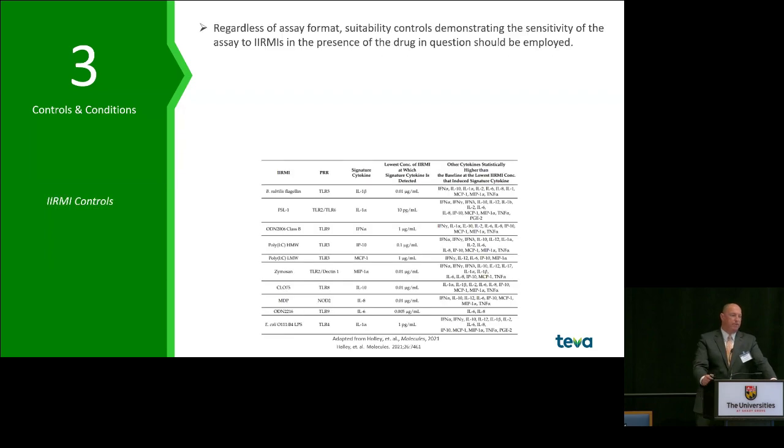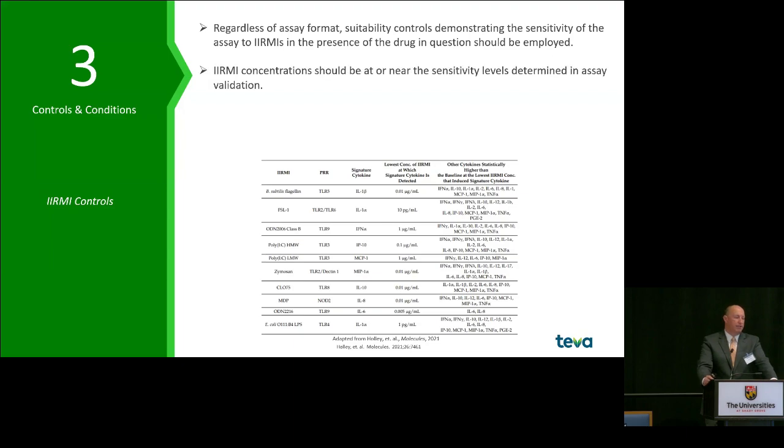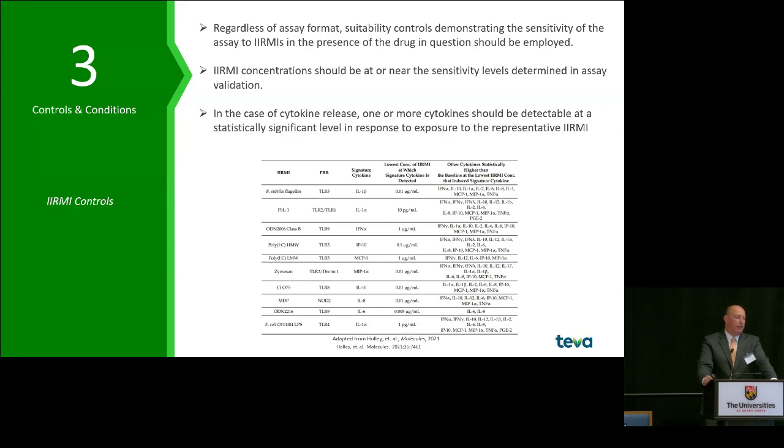Regardless of the assay format, suitability controls demonstrating the sensitivity of the assay to various IRMIs in the presence of the drug in question should be employed. ERMI concentration should be at or near the sensitivity levels determined as part of your validation. And in the case of a cytokine release, one or more cytokines should be detectable at a statistically significant level in response to the exposure of the representative ERMI. Again, this table that you're seeing here was pulled from the Holly paper, just as an example for you to go by.